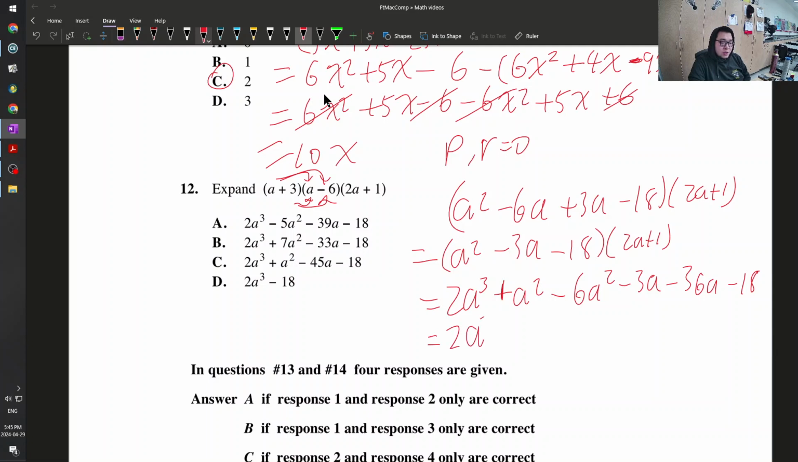We get 2A cubed. A squared minus 6A is equal to minus 5A squared. 3A minus 36A is negative 39A minus 18. So 12 should be A. Alternatively, put all of these into your graphing calculator and see which ones line up. If they line up, then they must be correct.